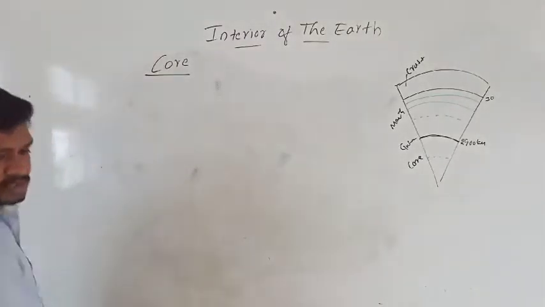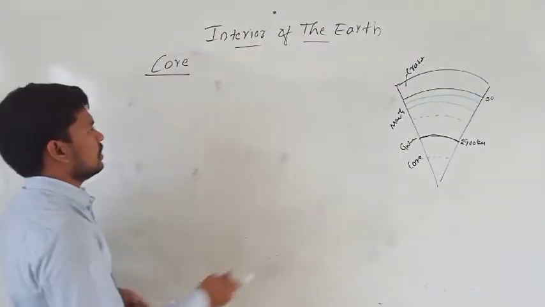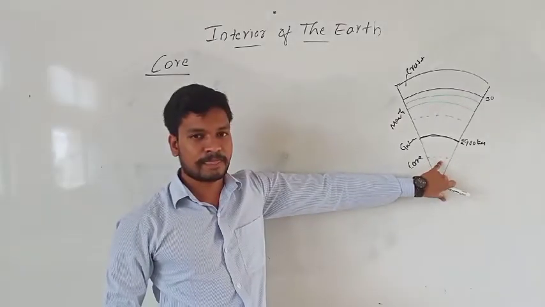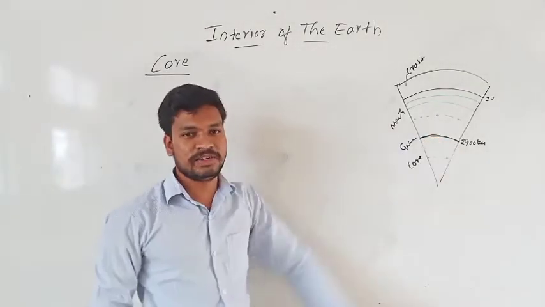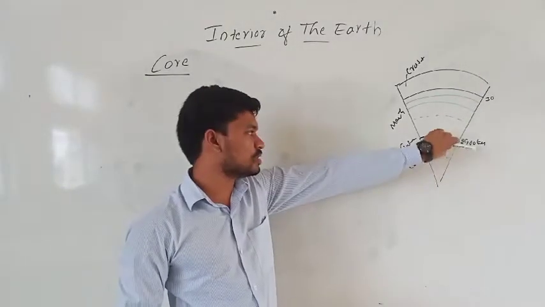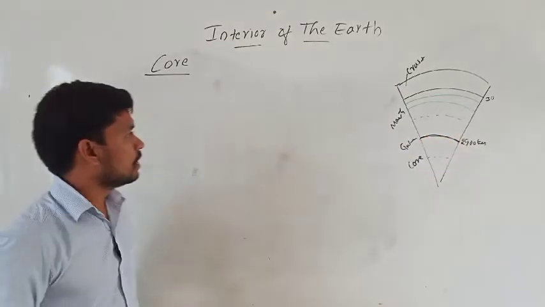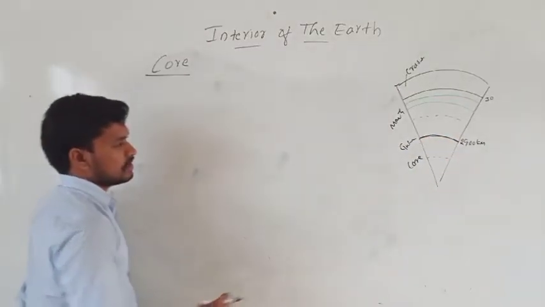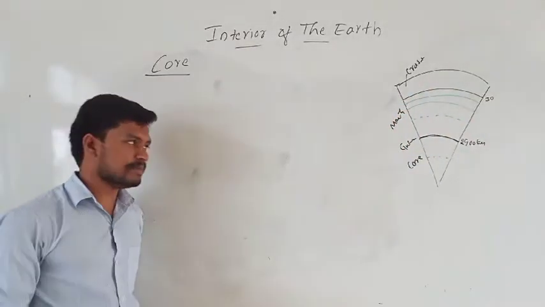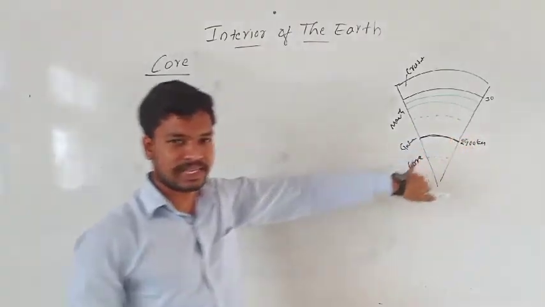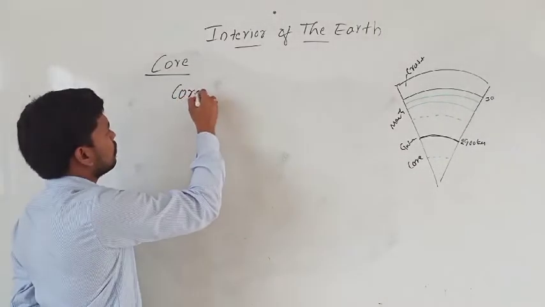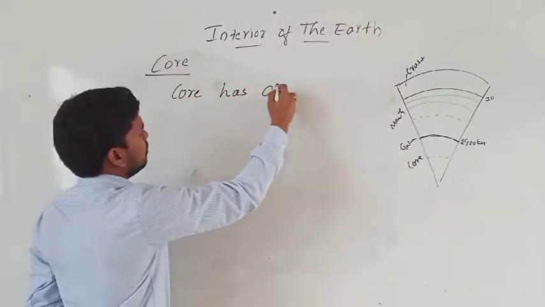Now, the inner core and the outer core have somewhat different characters. The inner core is in solid form and the outer core is in liquid form. Before going to that, the crust is made up of silica and aluminum, the mantle is made up of silica and magnesium, and in the same way the core has its own chemical components.